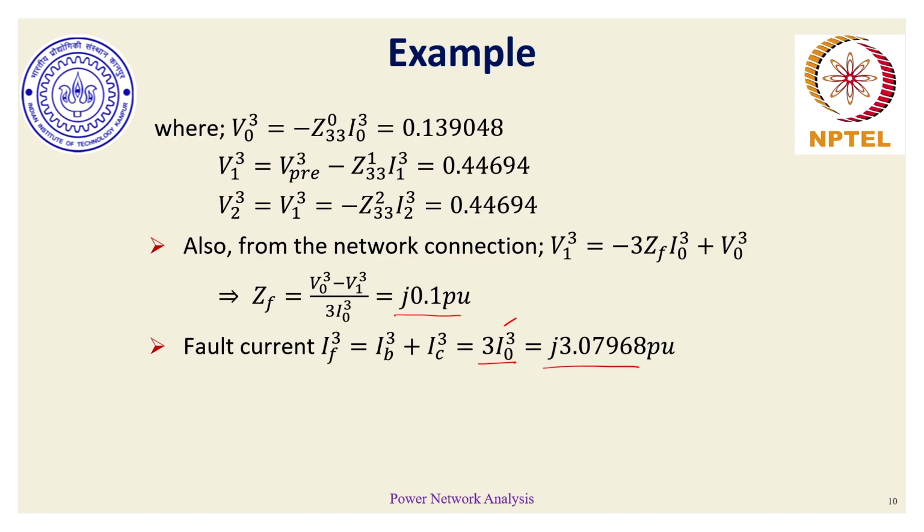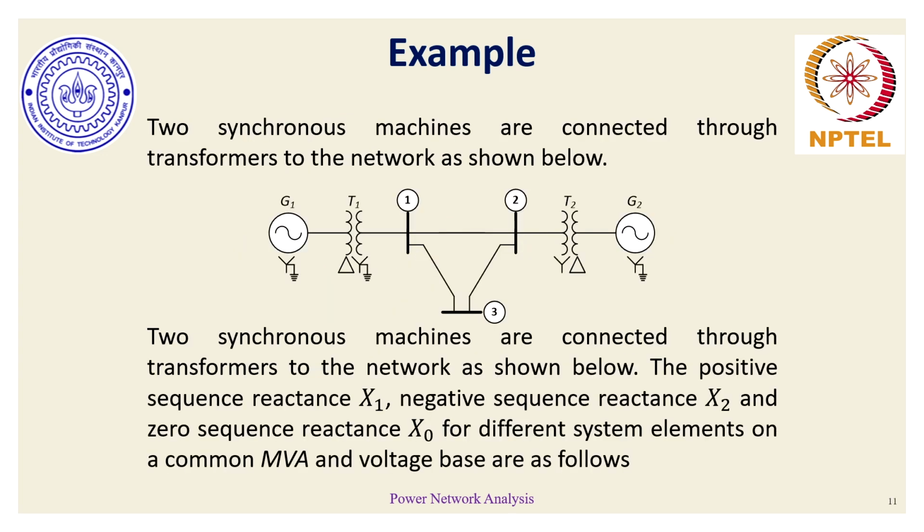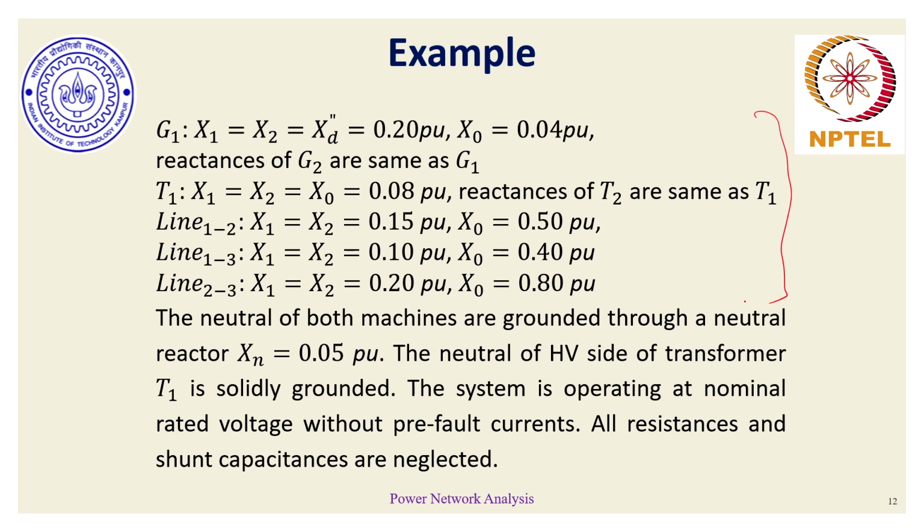Now, I have another question which is relatively simpler in terms of having just a 3-phase balanced fault. Again, there are 3 buses, and across bus 1 and 2, 2 generators are connected. The transformers T1 and T2 have dissimilar configurations. Both machines are neutrally grounded, and the positive and negative sequence impedances of each of these elements, G1, T1, line 1-2, 2-3, 1-3, T2 and G2, are given over here on a common base.